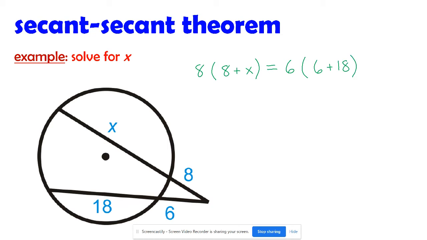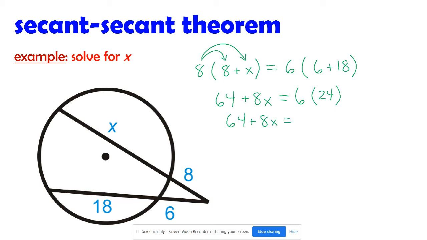So to work this out, on the left, I'm going to distribute my 8. I'm going to multiply it by both terms here. 8 times 8 is 64. 8 times x is 8x. Over here, I could distribute the 6, but it's going to just be easier, I think, to add together the 6 and the 18, which is going to give me 24. And so I'm just going to go ahead and take 6 times 24 over here, and that gets me 144. So now I just have a 2-step equation I can solve.